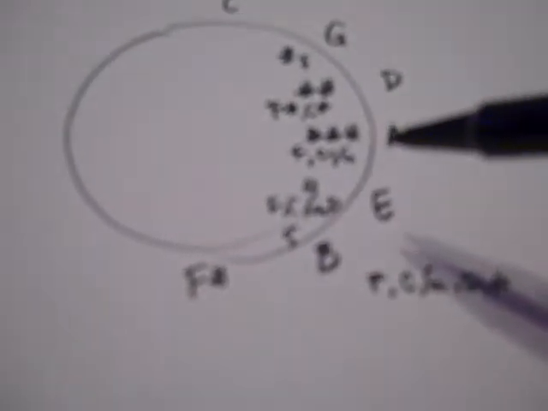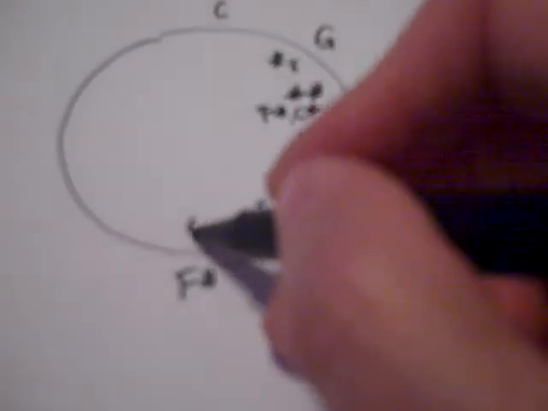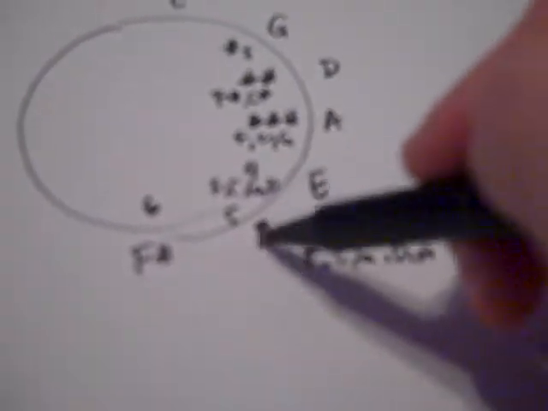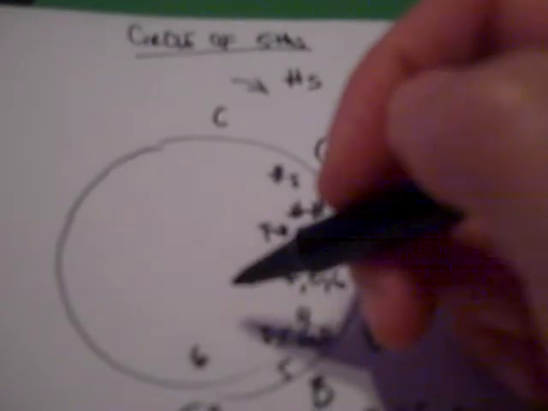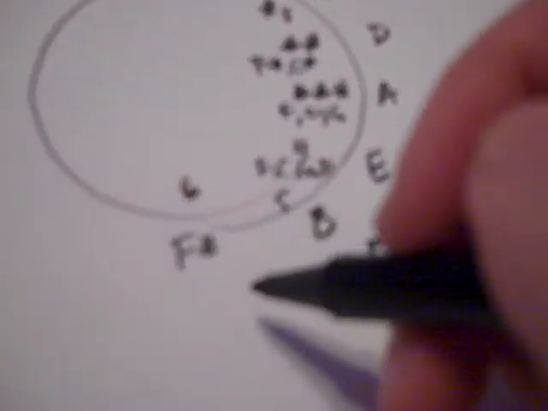And how many sharps in the key of F sharp? 6. 1, 2, 3, 4, 5, 6 going around the circle. And what are they in the order? We need the next one in the order after A, which would be 5 up from A. B, C, D, E, and that would be E. Okay, so we've got those 6, F, C, G, D, A, and E.